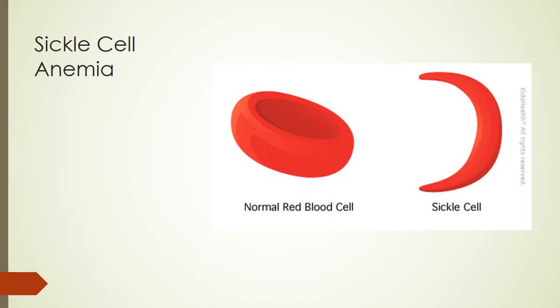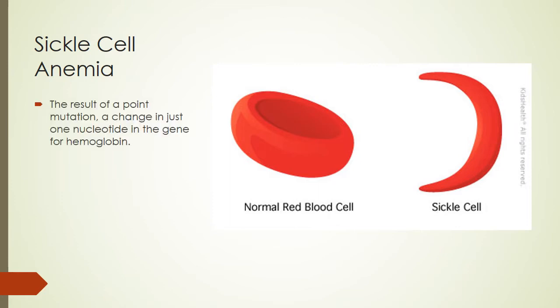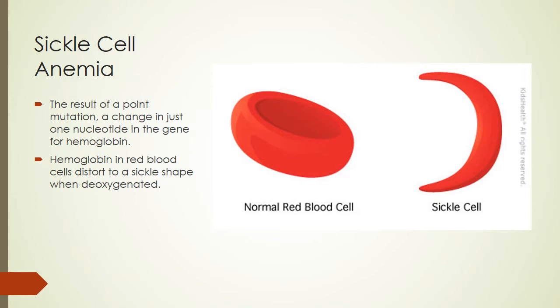Let's take a look at an example of a genetic mutation. Sickle cell anemia is the result of a change in a nucleotide in the gene that codes for hemoglobin. When hemoglobin is deoxygenated, it distorts to a sickle shape as seen in the picture. Sickle cell anemia is not necessarily a good mutation because sickle cells can get clogged in the capillaries and cut off circulation. However, it does have a benefit. It can actually protect an individual from malaria.